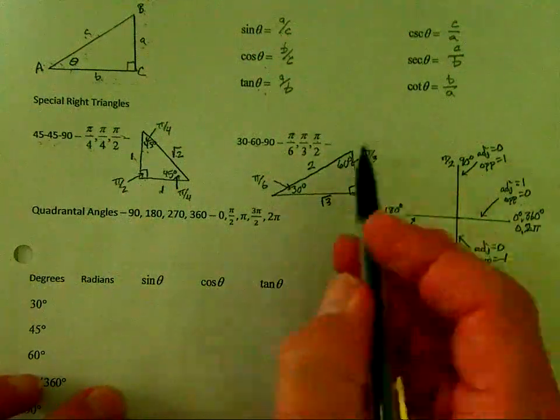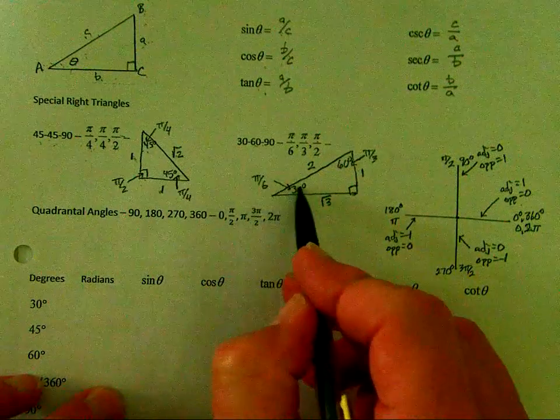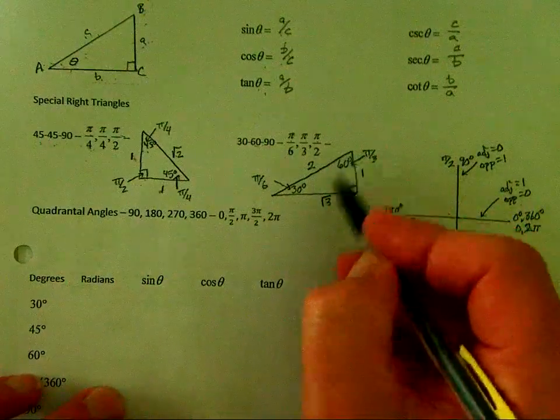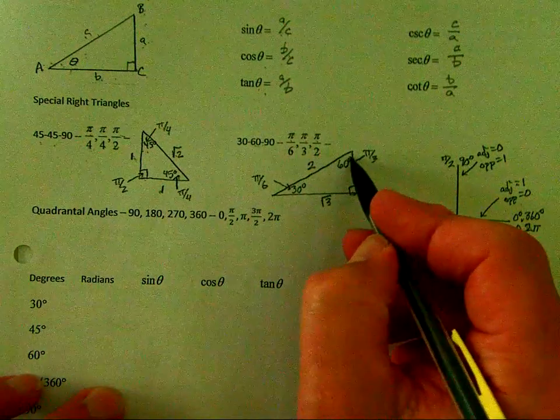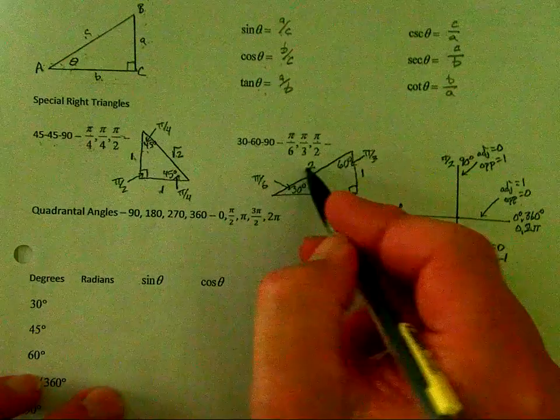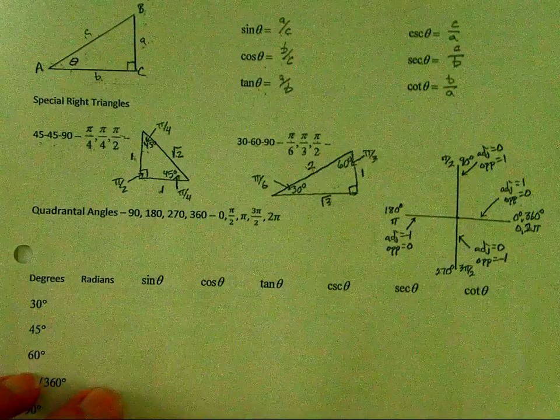So in a 30, 60, 90 triangle, we said opposite 30, so that's pi over 6, is the short leg, that's 1. Opposite 60, or pi over 3, is the long leg, which is the short leg times radical 3, and the hypotenuse is the short leg times 2.